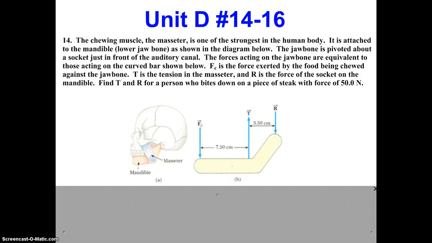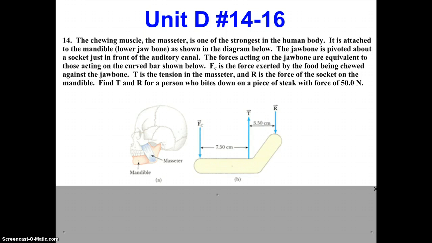The chewing muscle, the masseter, is one of the strongest in the human body. It is attached to the mandible, lower jawbone, as shown in the diagram below. The jawbone is pivoted about a socket just in front of the auditory canal. The forces acting on the jawbone are equivalent to those acting on the curved bar shown below to the right. Fc is the force exerted by the food being chewed against the jawbone. T is the tension in the masseter, and R is the force of the socket on the mandible.